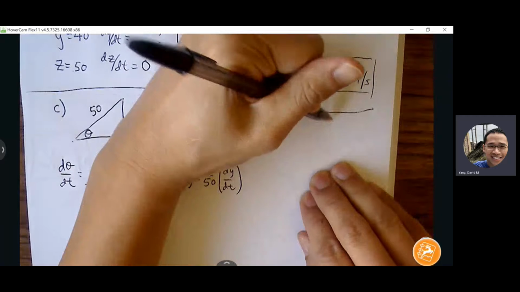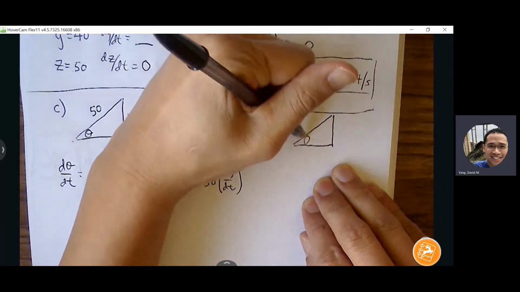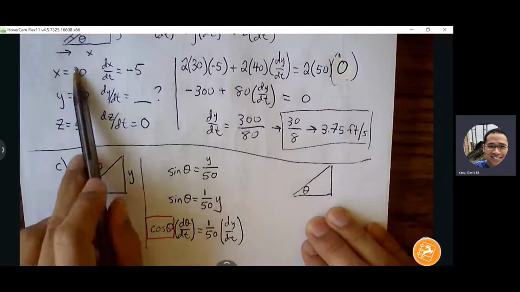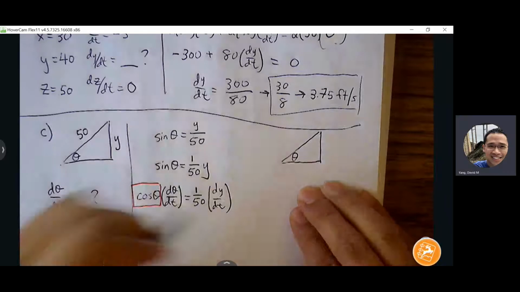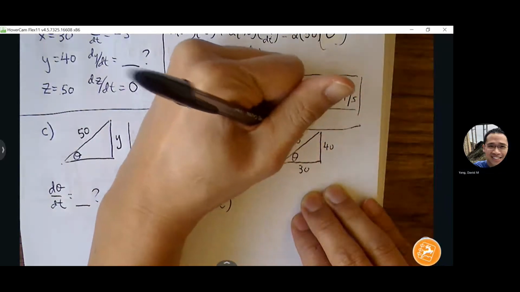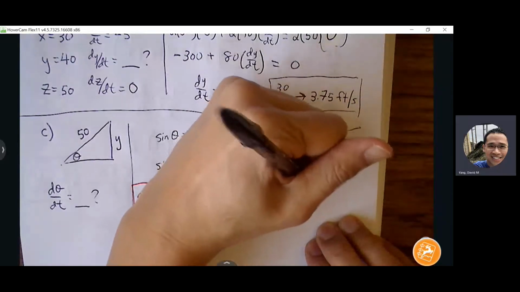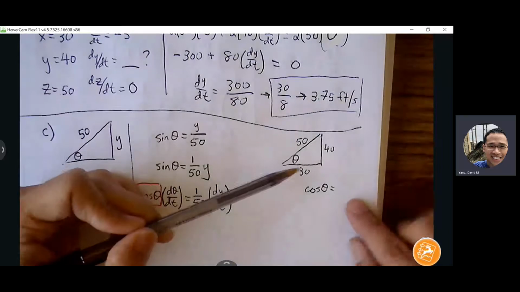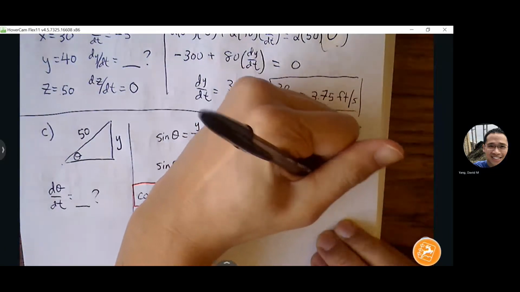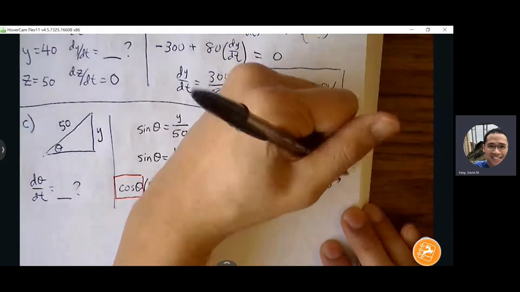Okay, so let's step to the side here, create a triangle, and fill out all the sides so that we can find the ratio. This is a 30, 40, 50 right triangle here. So 30, 40, 50. All right, what's cosine of theta? 30. Yeah, adjacent over hypotenuse. 30 over 50 reduces to be 3/5.